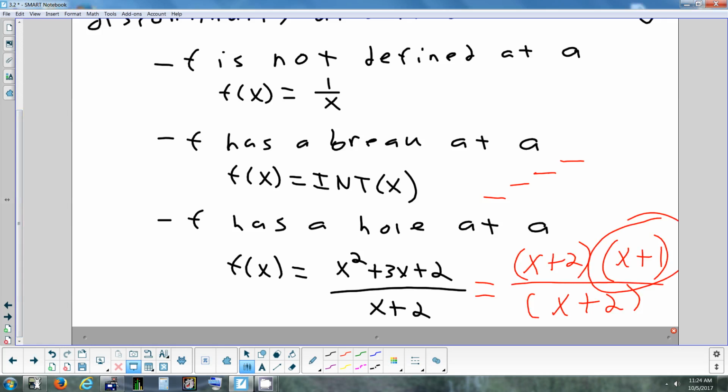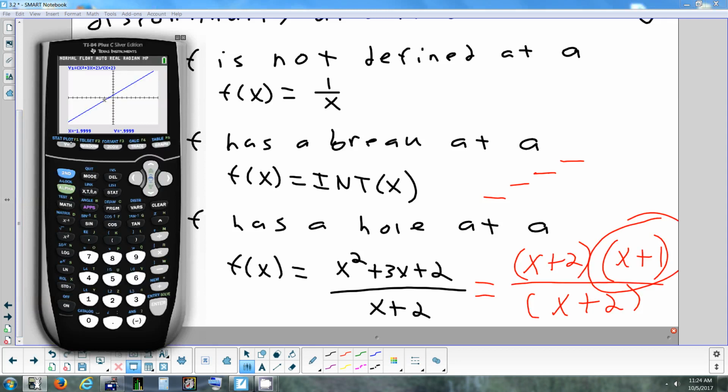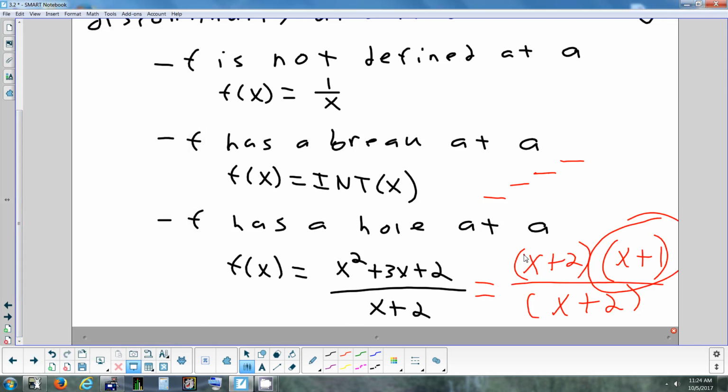In fact, if I type that in, x plus 1, you won't see a difference visually between the graph I had before and the graph I have now. Visually, there is no difference. But there's a small hole in the original graph. Okay, so small holes happen when you have a common factor in the top and in the bottom.